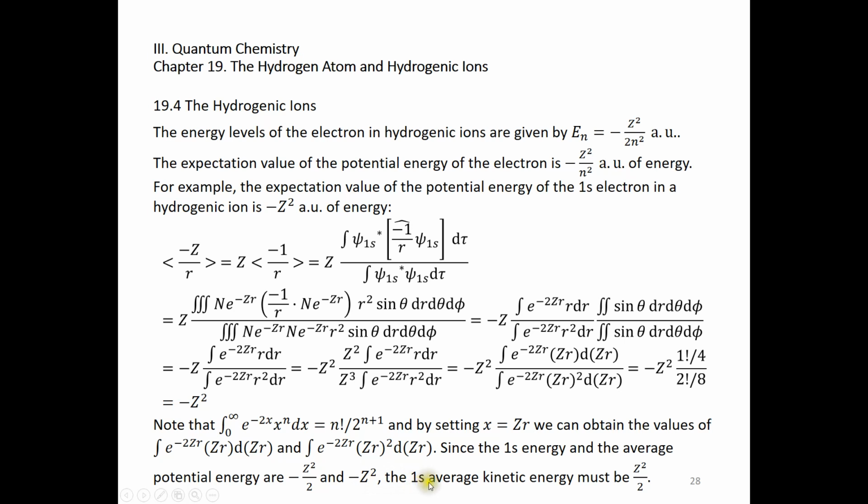The 1s average kinetic energy then must be this total energy minus the average potential energy. Therefore, the average kinetic energy of the 1s electron in a hydrogenic ion is Z squared over 2 atomic unit of energy.